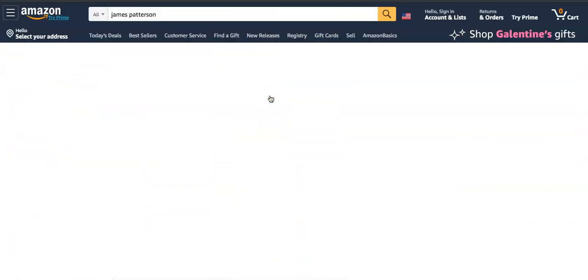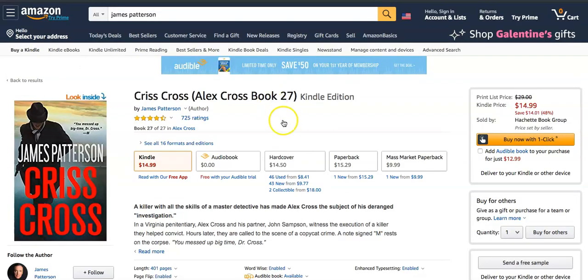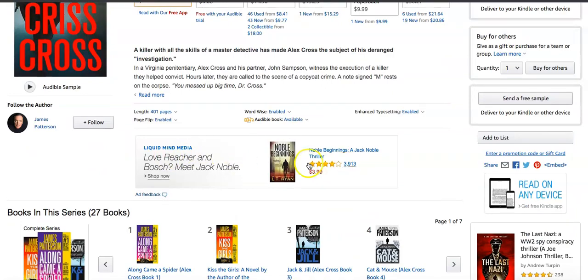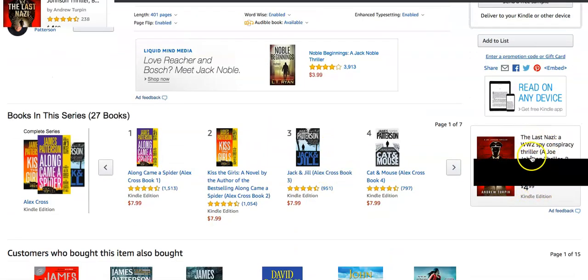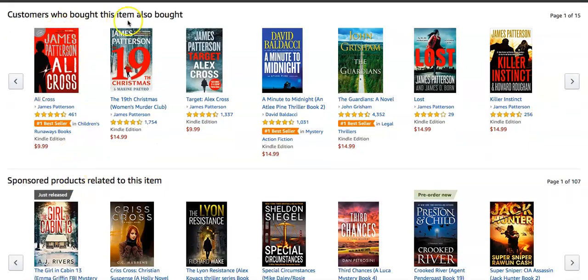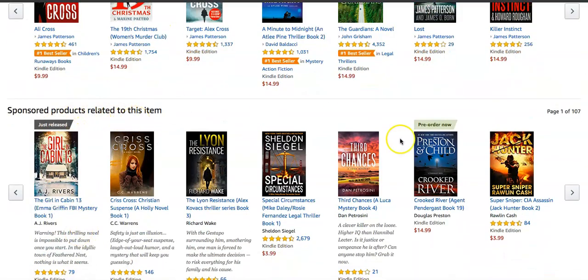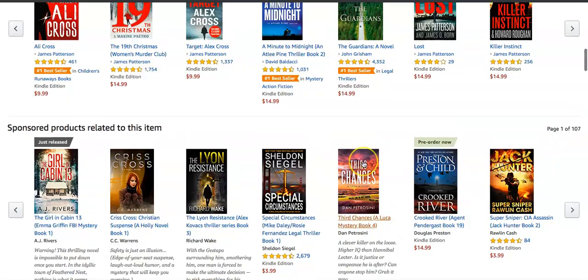But another way would be if you click on a book's page, you're going to see it in a few places, potentially. Usually here, sometimes here, and then not the also bots, but the sponsored products related to this item. So this one has 107 pages of people paying for advertising to be on this author's page or this book's page. And so the idea being not that you should bid so high that you don't make a profit, but that you bid competitively enough against other authors, of which you don't know what they're bidding, to get your book shown, hopefully on this first page, on the carousel here.